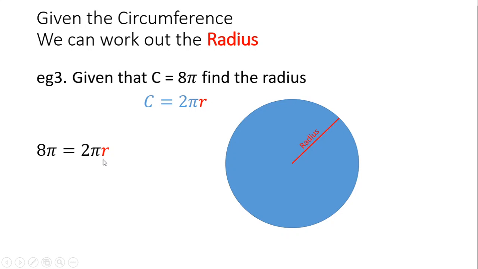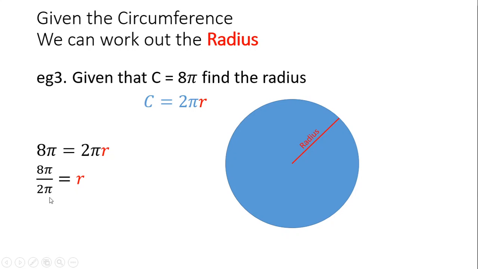Now we can simplify this. We can get the r on its own. I want r on its own and it's being multiplied by 2 pi. So I'm going to take the 2 pi to the other side and divide by it. That gives me 8 pi over 2 pi. Once again, this is a fraction, and I can simplify this fraction by dividing both the top and the bottom by the highest common factor.